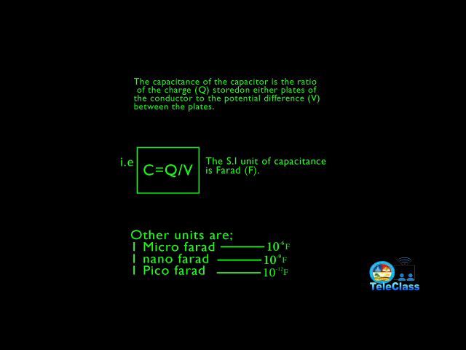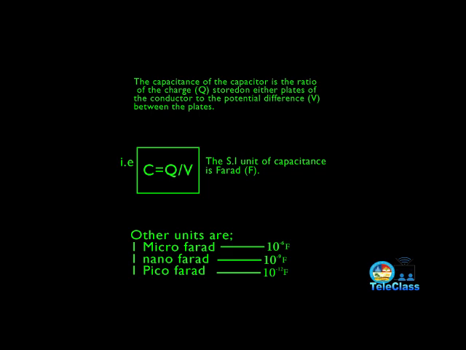So for instance, you are given 1 microfarad. In converting to farad, you multiply by 10 raised to the power minus 6. So 1 microfarad is equivalent to 10 raised to the power minus 6 farad. While 1 nanofarad is equivalent to 10 raised to the power minus 9 farad. And 1 picofarad is equivalent to 10 raised to the power minus 12 farad.